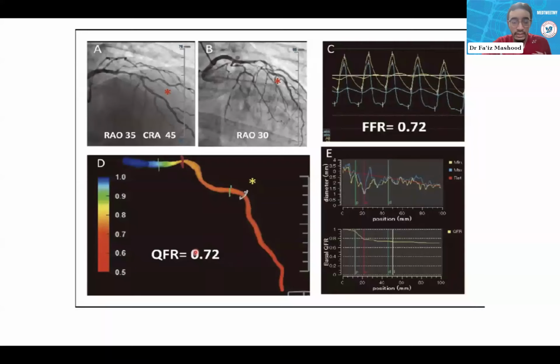So a QFR of 0.72 is significant, which means we need to intervene, either by putting in a balloon or stent. Okay, the same goes with FFR, where the cutoff value is 0.8.